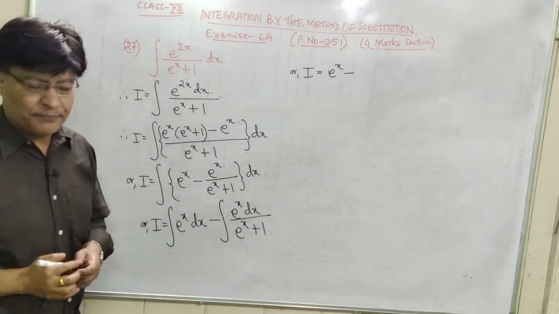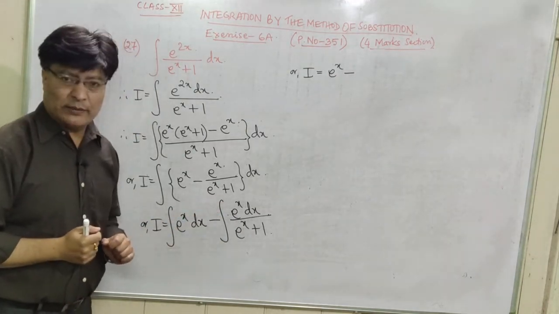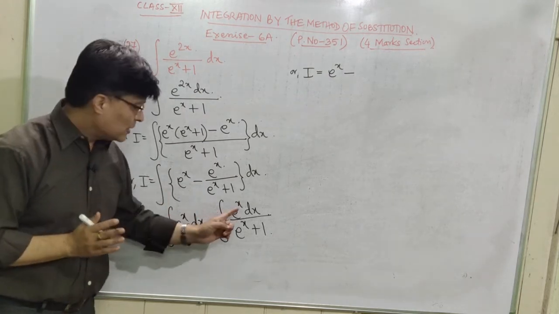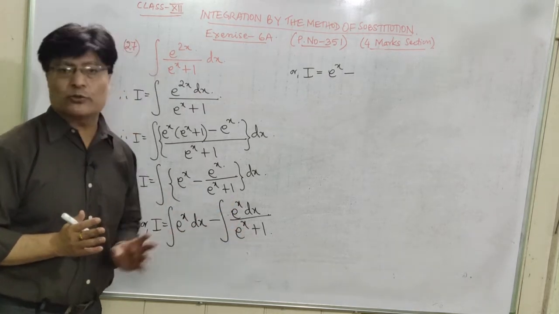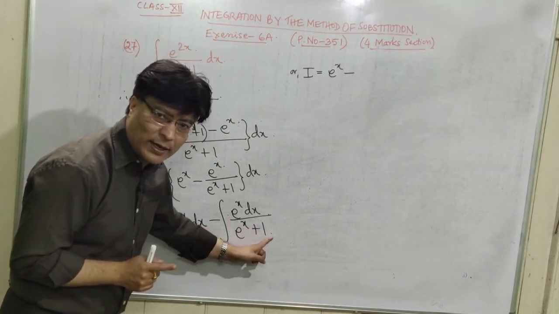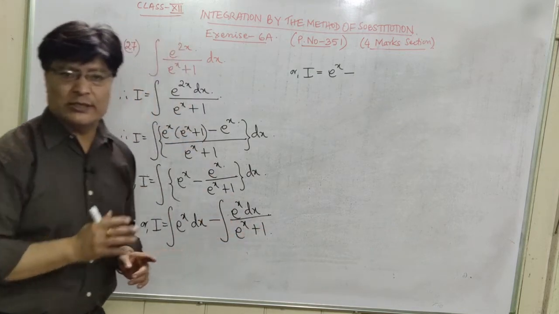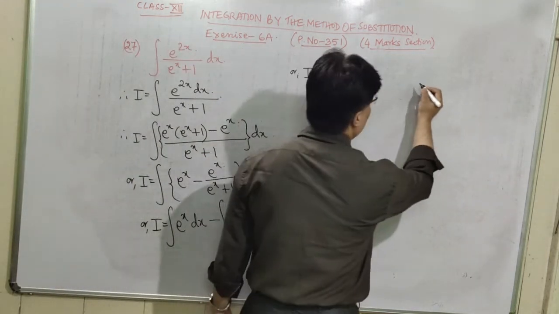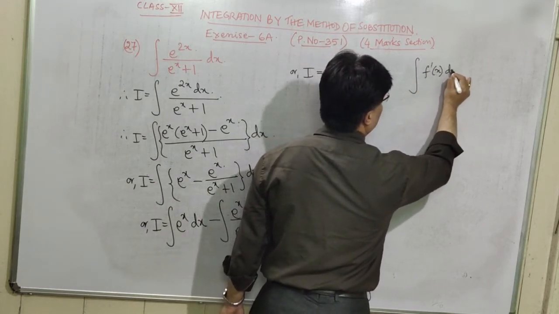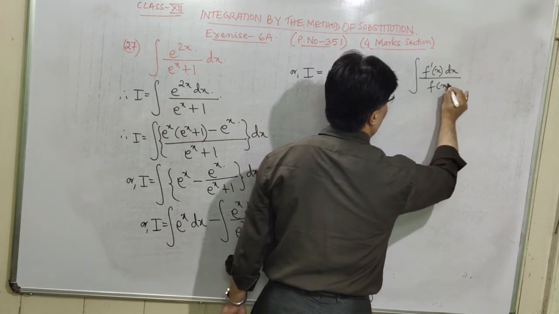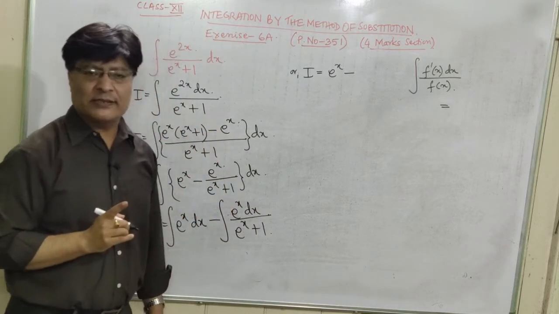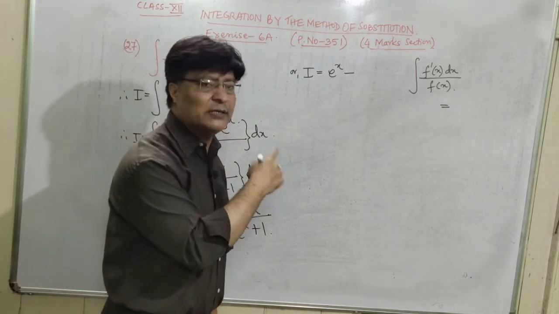Minus, next, so how do you integrate this one? e to the power x divided by e to the power x plus 1 is there. So if you differentiate the denominator e to the power x plus 1, we are getting e to the power x, which is in the numerator. So here you can use this formula: integral of f dash of x dx divided by f of x. That is, differentiation of f of x is f dash of x. That is, differentiation of the denominator is the numerator.